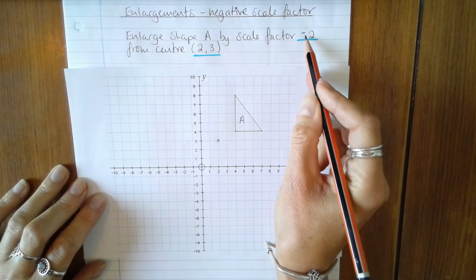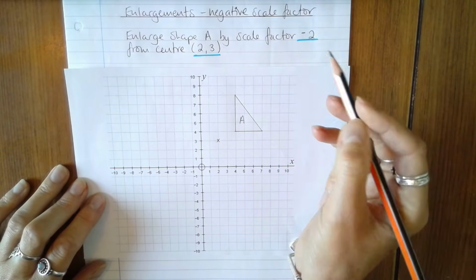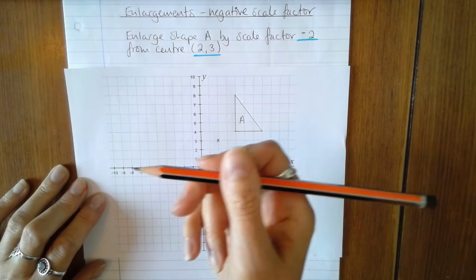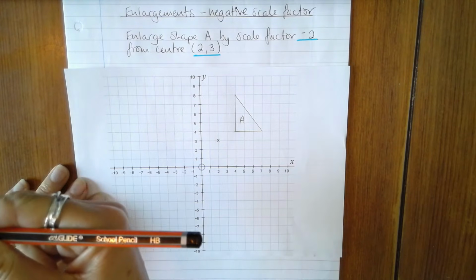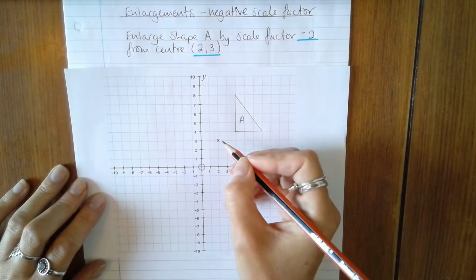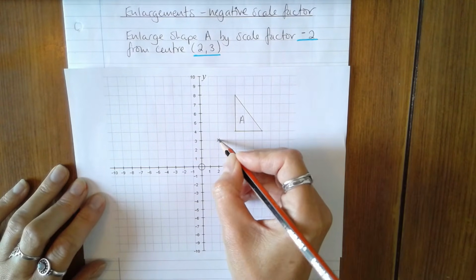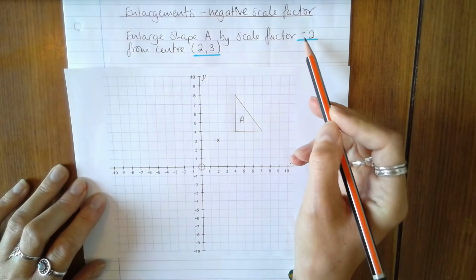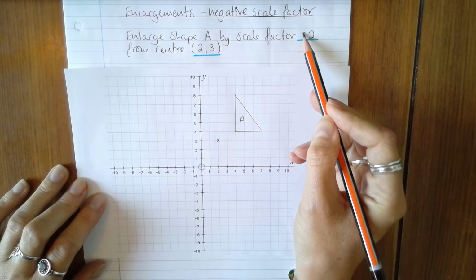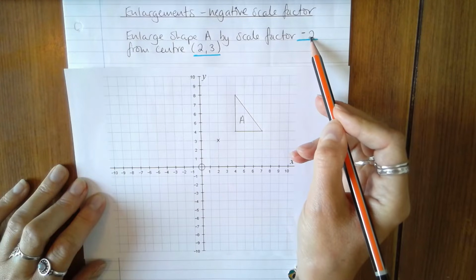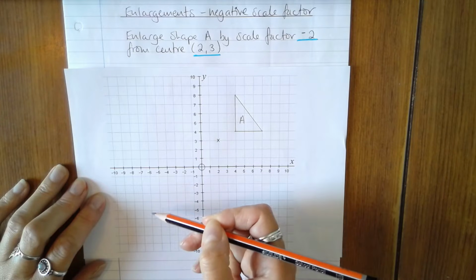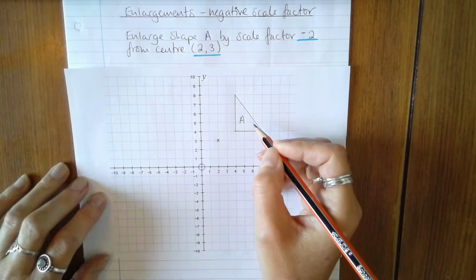But this is -2, and with a number line, negative means that we go back through 0 and go to the other side, to the negative numbers. Here it means we go through the centre of enlargement and out the other side. So the shape will be twice as big as the original shape, but it will be this side and it will be twice the distance from the centre.